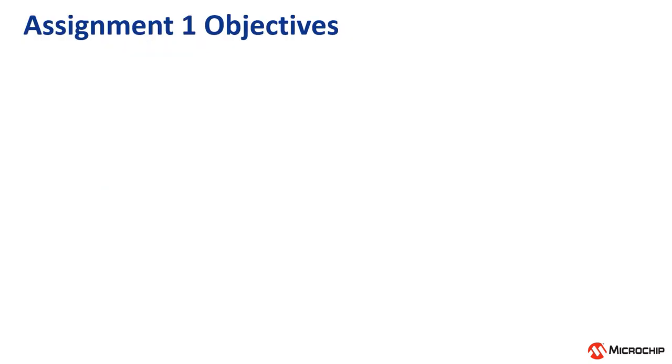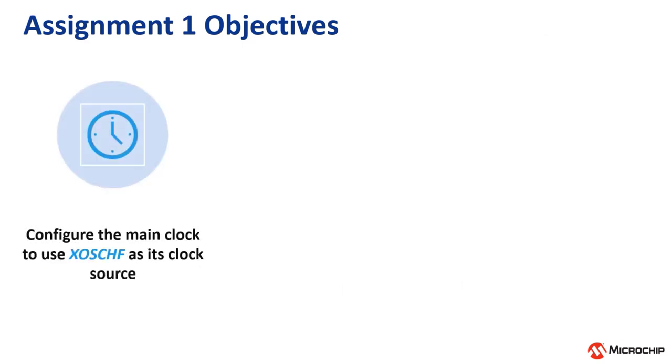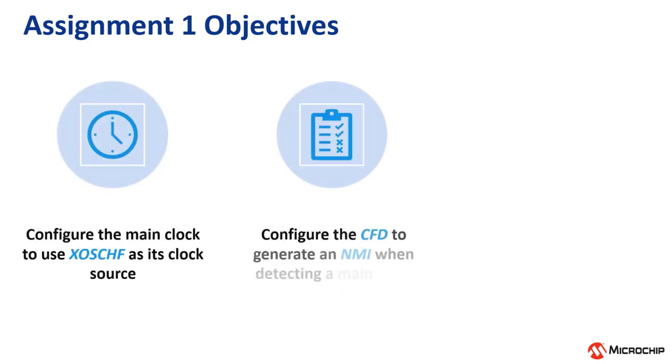The first assignment will focus on the external high-frequency oscillator and clock failure detection. The objectives are configuring the XOSC-HF to be the main clock source, configuring the clock failure detection to generate a non-maskable interrupt when detecting a main clock failure. A non-maskable interrupt is an interrupt that will happen even if the CPU is already handling an interrupt or the global interrupt bit is not set.